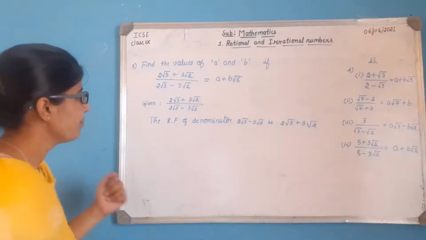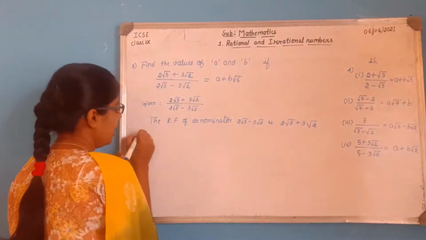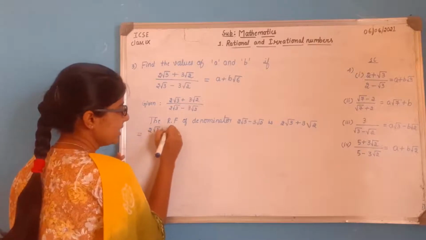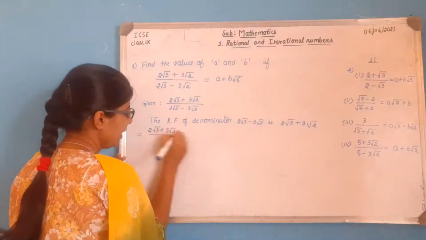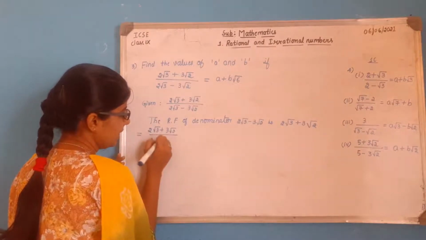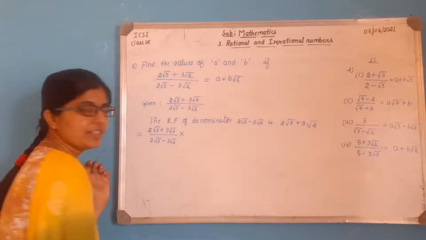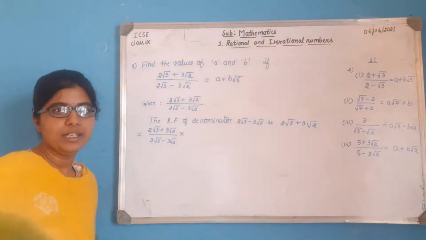As usual, the same way we did in the previous problems. So note down the question. 2 root 3 plus 3 root 2 divided by 2 root 3 minus 3 root 2, then multiply the rationalizing factor to both the numerator and denominator.